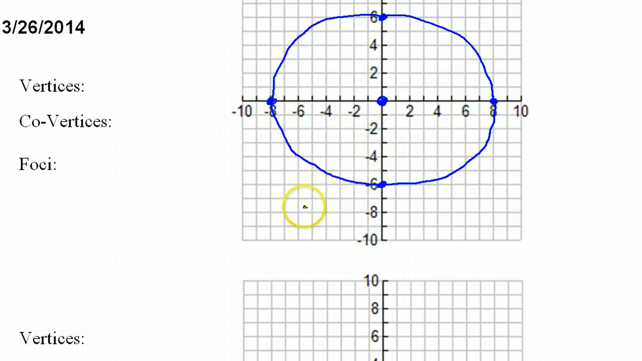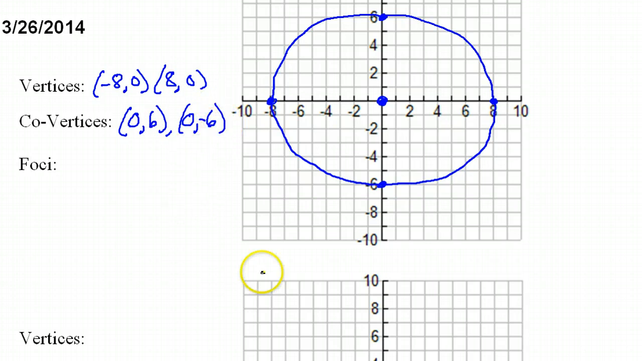Now, the vertices are always the long way. So my vertices are -8, 0, and 8, 0. My co-vertices are the short way across. So that is 0, 6 and 0, -6.